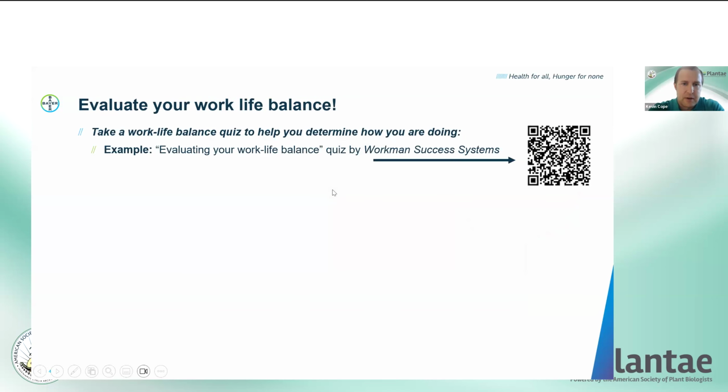So one thing I'd like to recommend is you don't have to do the one that I have shown here with the QR code, but it's a simple quiz you can go take where you can evaluate your work-life balance. By this group called Workman Success Systems. And it'll give you a score. I don't know how meaningful the score is, but if you implement some of the things that you learned today in this seminar, you could come back a year later and do this quiz again, while implementing those different tips and tricks, and see if you're doing better. It's just a way to quantify how you're doing.